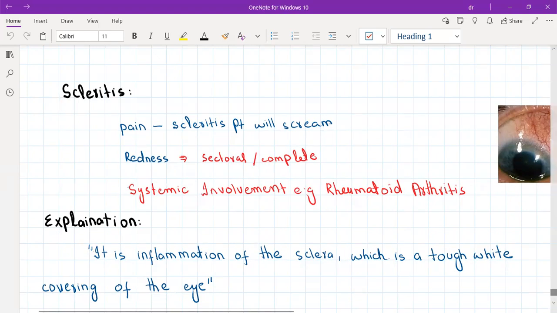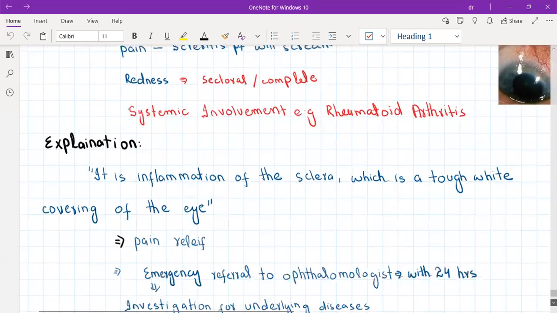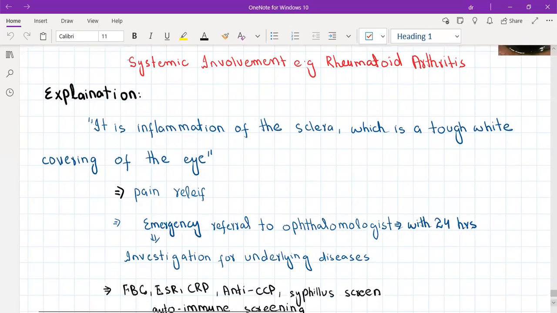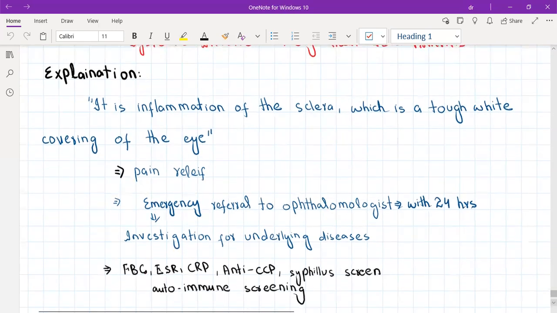Okay, so how will you explain it to the patient? You will tell the patient that it is inflammation of the sclera, which is the outer tough white layer covering the eye. Now, episcleritis, as we discussed, was related to autoimmune diseases, but there was no pain and there was only redness. We told the patient that it will resolve on its own, but if the patient was really concerned or there was some discomfort, then we gave steroid eye drops and there was no need to refer.